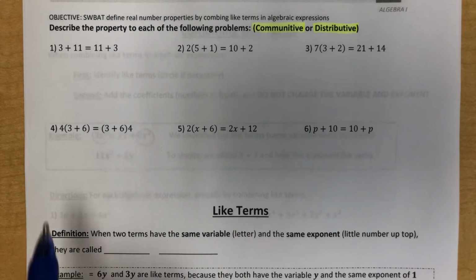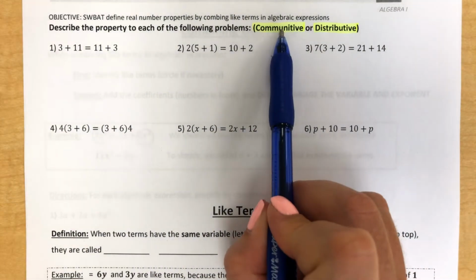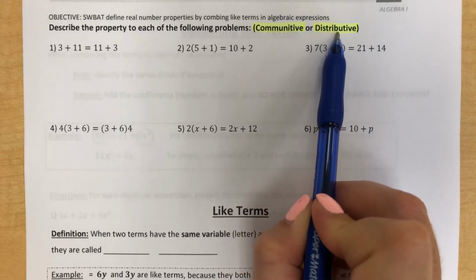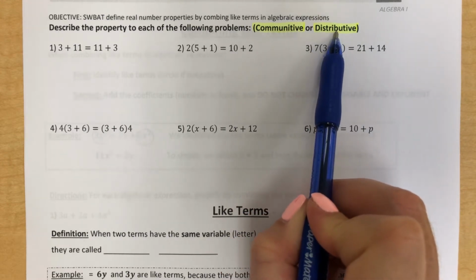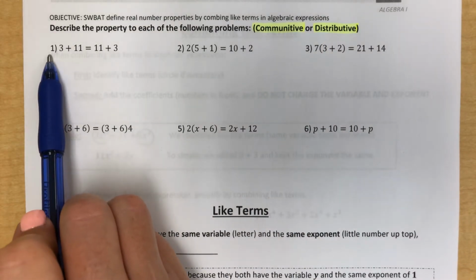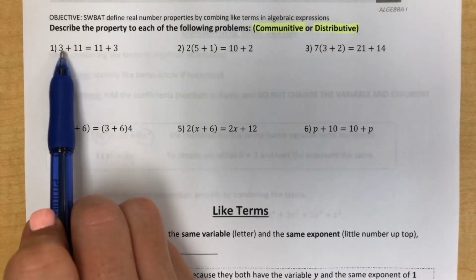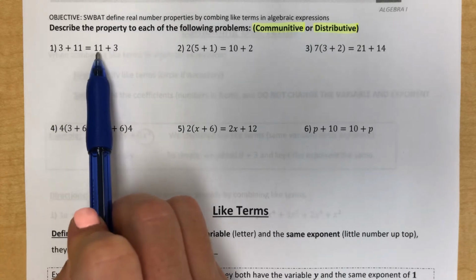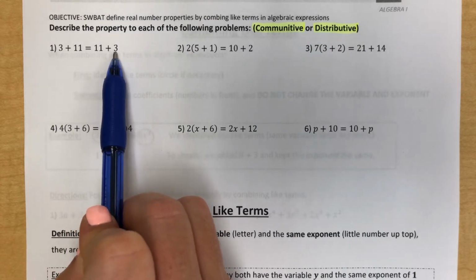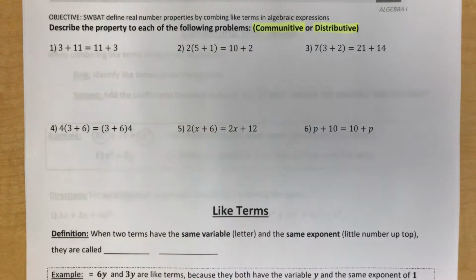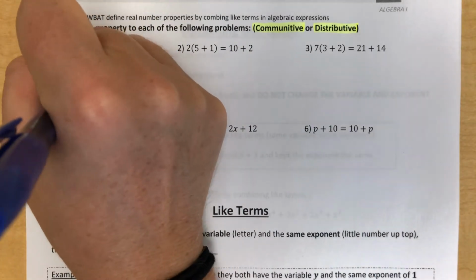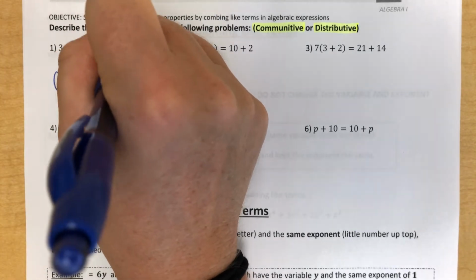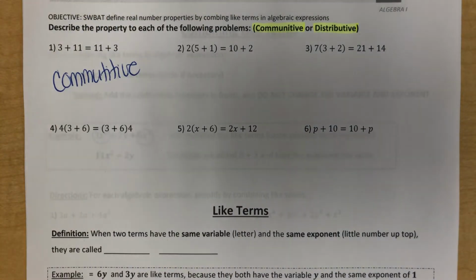So if we look at number 1, I'm just going to ask myself, are numbers just moving around, or are they changing completely? Did I multiply them together? So let me check. Number 1, am I just moving 3 and 11 around, right? It was originally 3 plus 11, and now it's 11 plus 3. Yeah, it looks like I just moved those numbers around. So I'm going to say that this is the commutative property that I'm looking at here. All right, let's do one more.